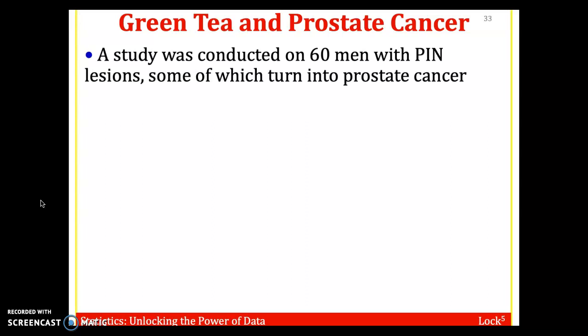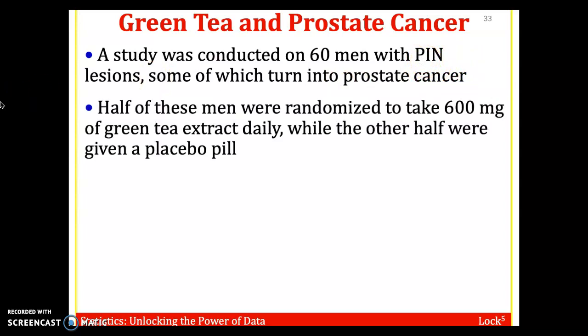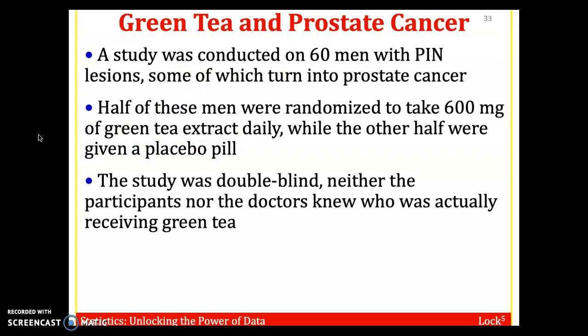The study was conducted on 60 men with PIN lesions, some of which turned to prostate cancer. So these lesions often turn into prostate cancer. Half of these men, so 30 men, were randomized to take 600 milligrams of green tea extract daily, and the other half were given a very similar looking pill, but it was just a placebo pill, so it did not have green tea extract.